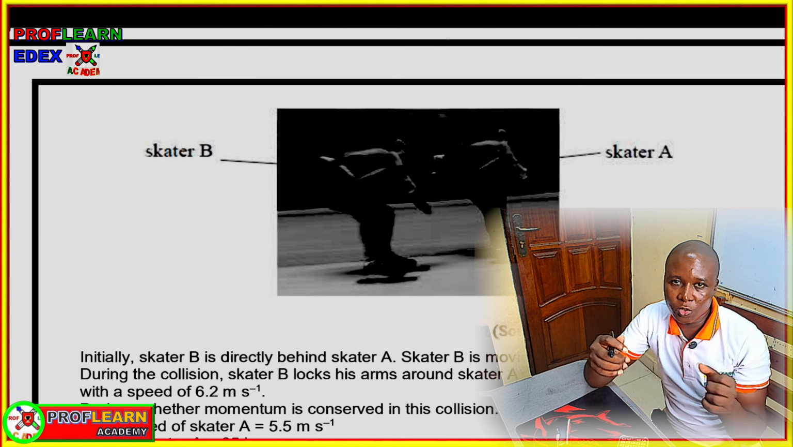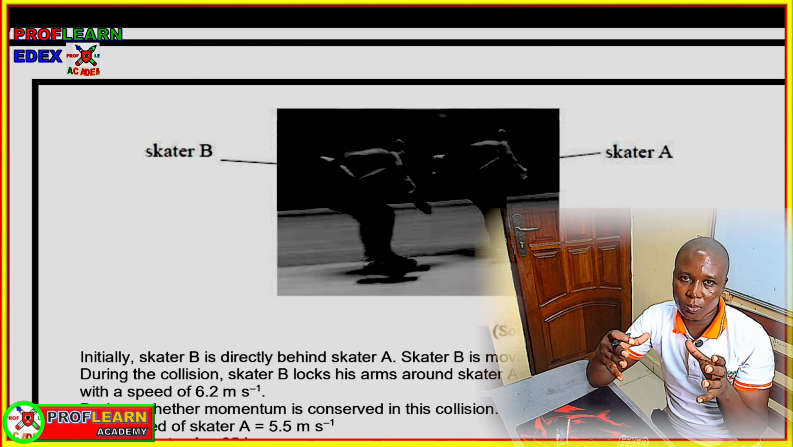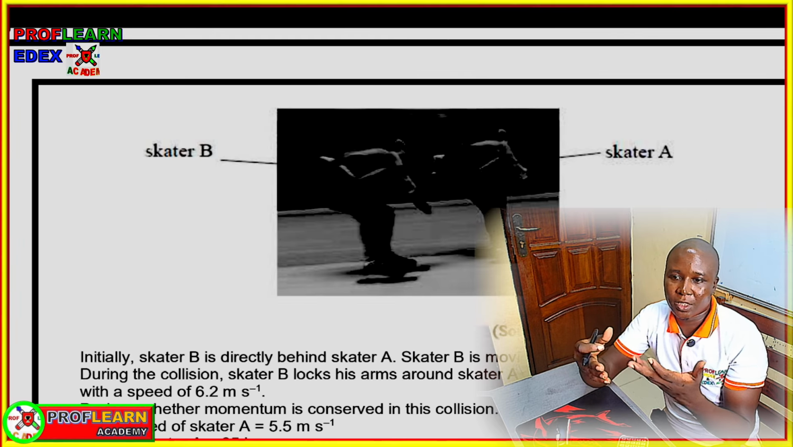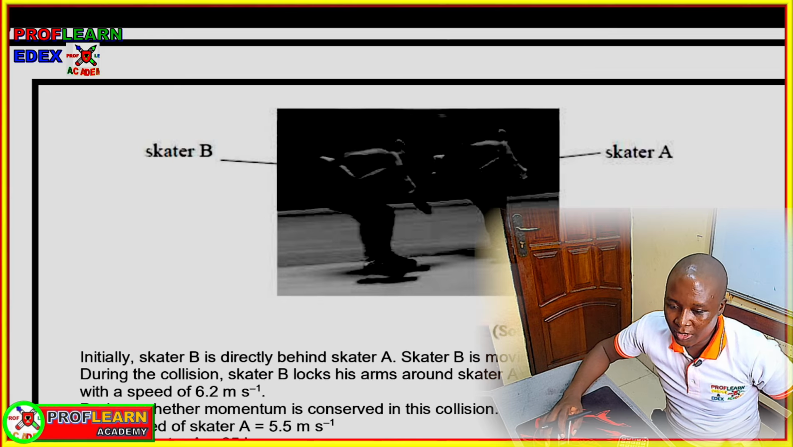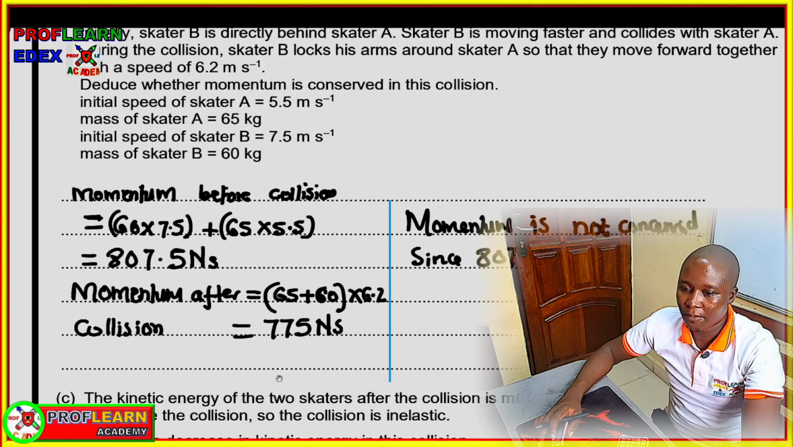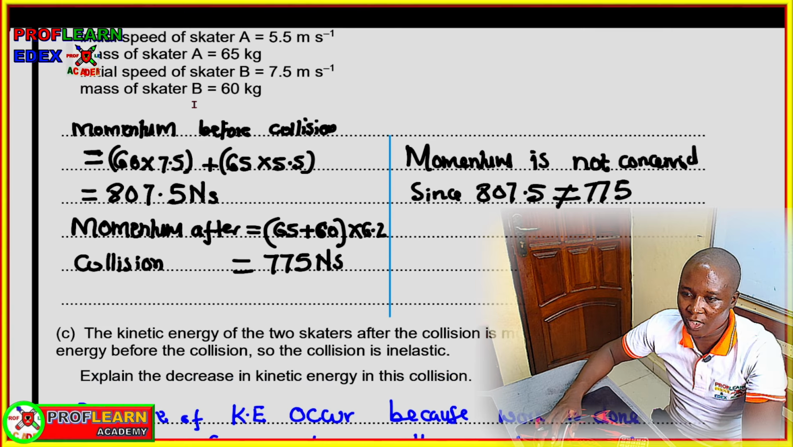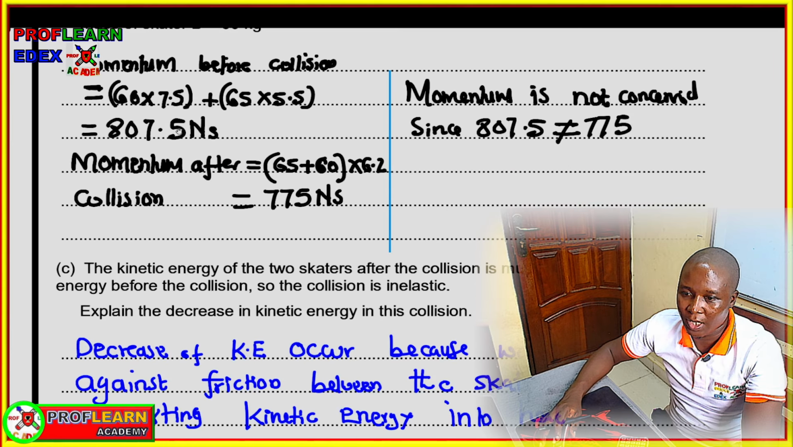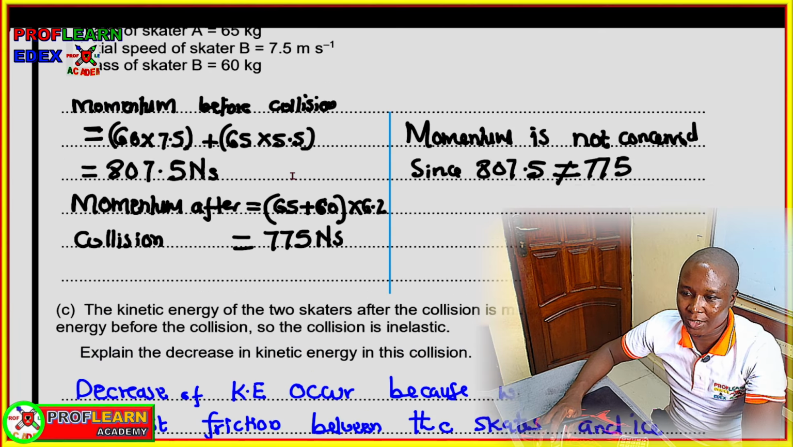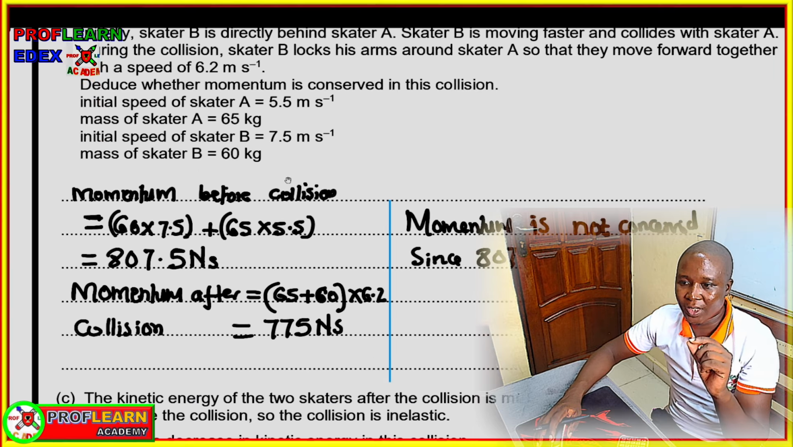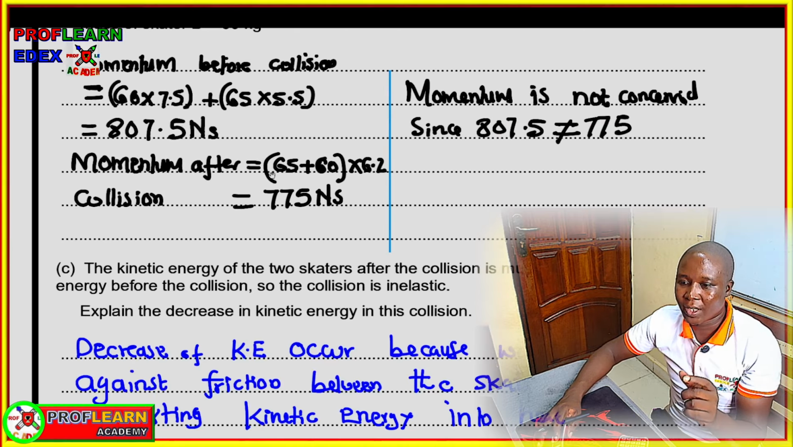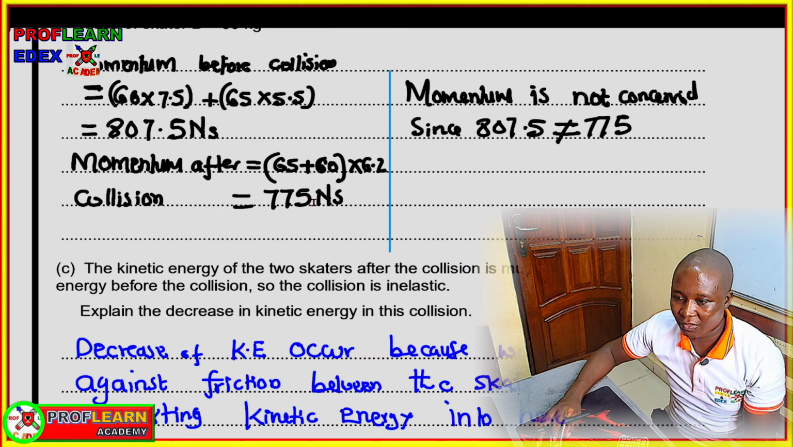After collision, they are going to move together as one body. So you will need to add their masses and then multiply by the speed at which they are moving together. And that is exactly what I did here. I worked out momentum before collision, which I got to be 60 times 7.5 plus 65 times 5.5, and I got 807 Newton seconds. Then for momentum after collision, I decided to add the masses because they are going to combine and move together at the same speed. So that's why I just added them together. Then I multiplied by the speed at which they are going to move, and that's going to be 775 Newton seconds.